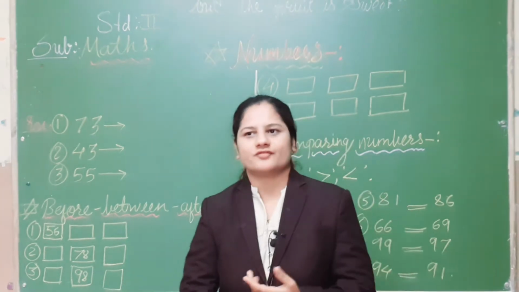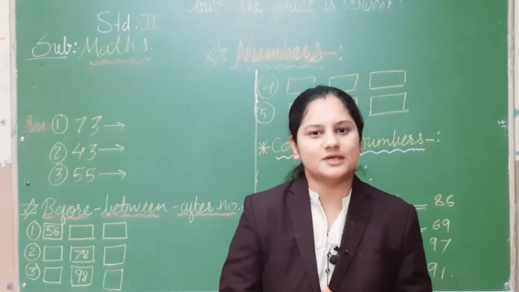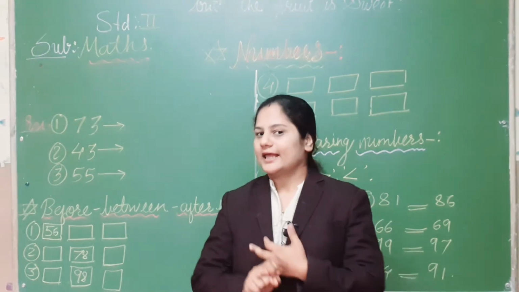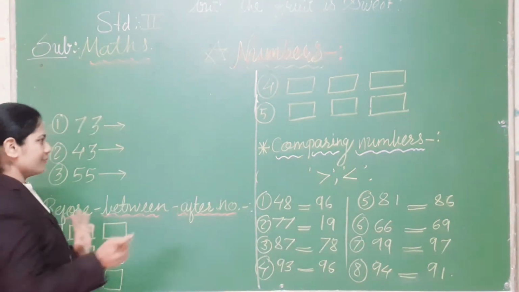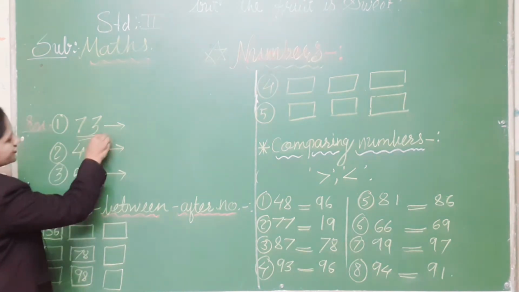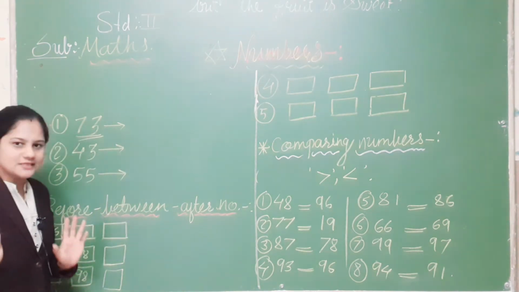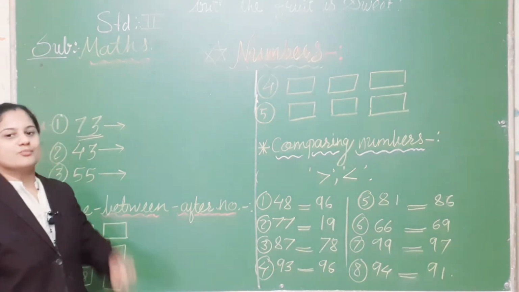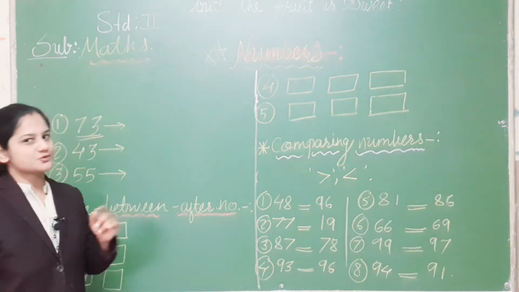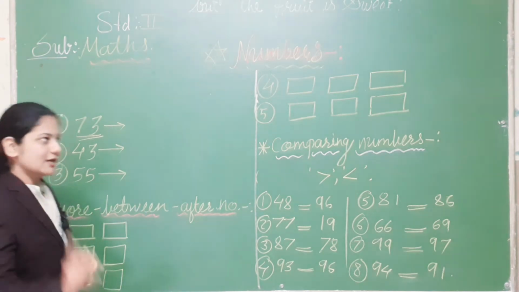In this chapter we had learned about the numbers, their notations. Then we learned about the two-digit number. Here 73 is a two digit number. Yes students, two digit number means a number that has two digits. What do we call it? Two digit number.